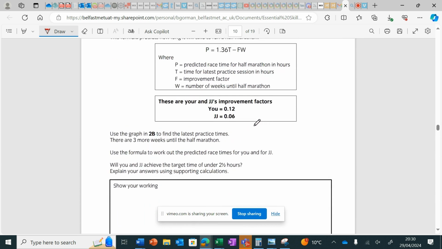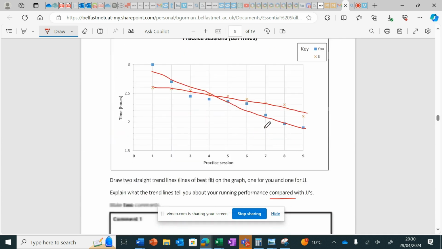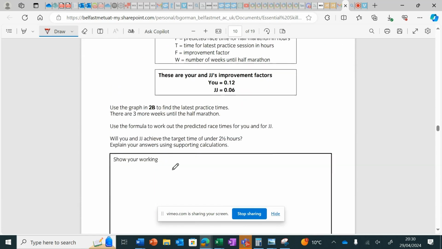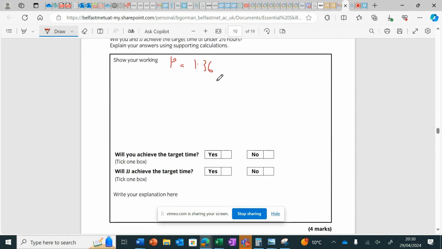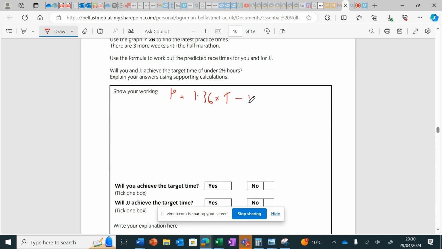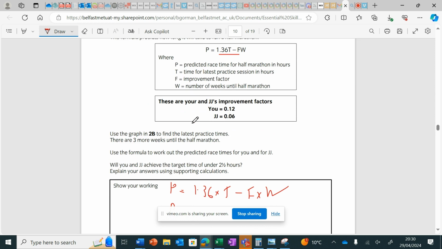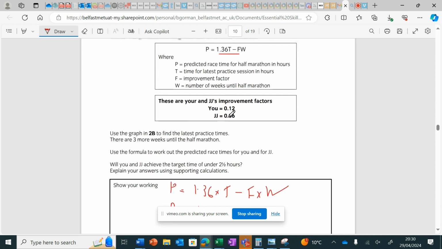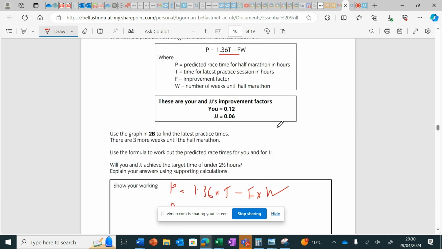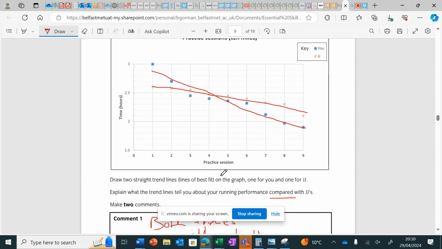Here we have a formula. For this formula, we've got to use information from our graph. We write the formula down: P equals 1.36. There's no space between the letters and the numbers, so it means multiply. Most important rule: T minus F times W. Well, P is what you're looking for. P is going to be your predicted time. And we know it's 1.36 times T. T is the latest practice session in hours. So if we go back to our chart, it says practice sessions. And the latest must be the last one.